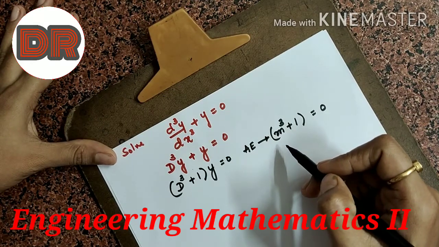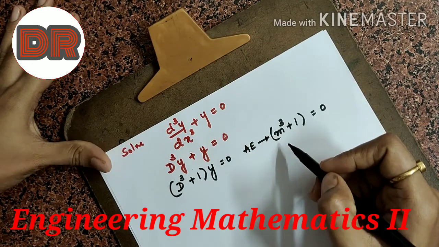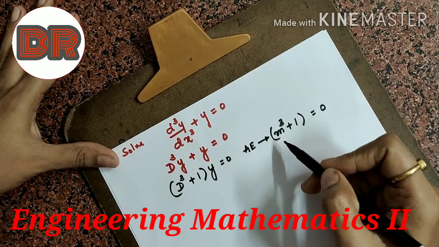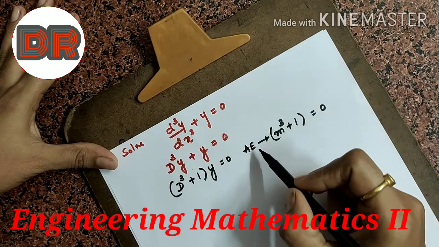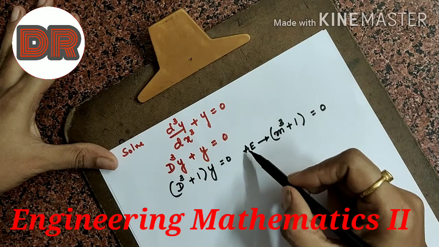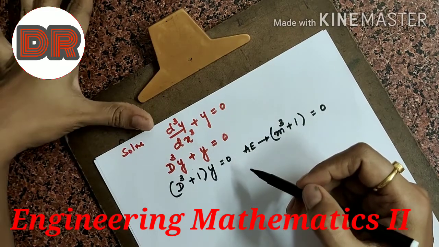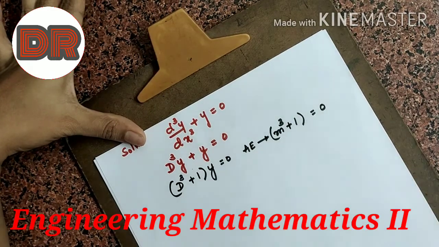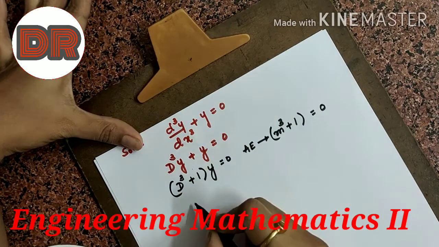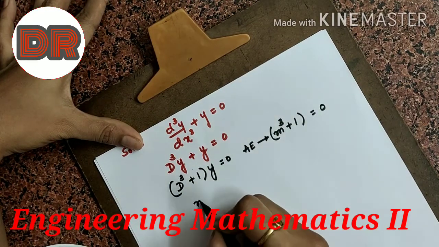In my previous video, I have told you how to calculate the roots of the cubic equation when we calculate the solution for third order differential equation. So let's see. It is m cube plus 1 is equal to 0.